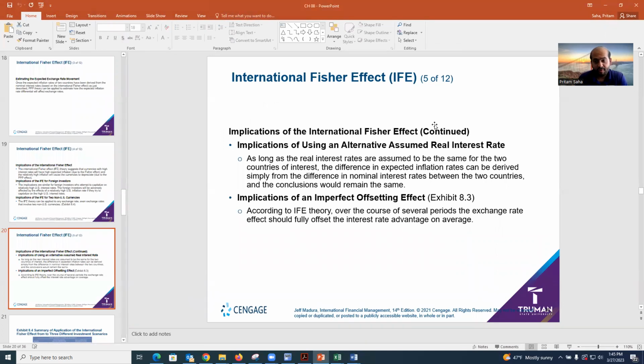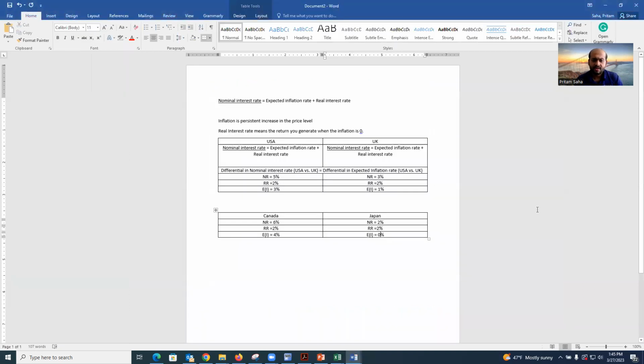Now, so far, what do we assume? So far, we assume a 2% real interest rate, right? We could have assumed a different interest rate, maybe 1% or 3%. Going back to this example, if we assume the interest rate is 1%, you can see that the inflation value is different, right? However, the differential stays the same. So the assumption is, as long as we are assuming that the real interest rate is the same for two different countries, it doesn't matter.